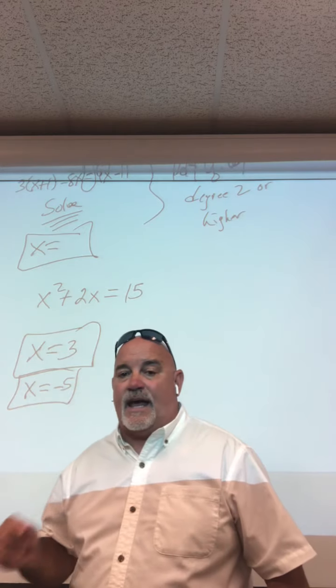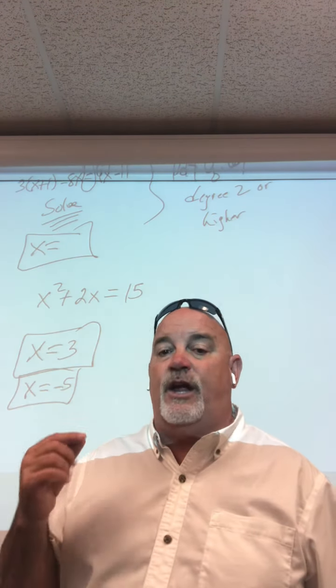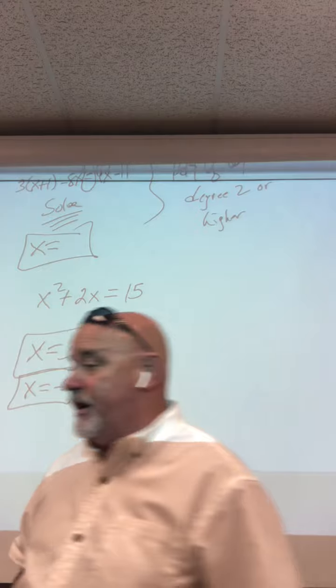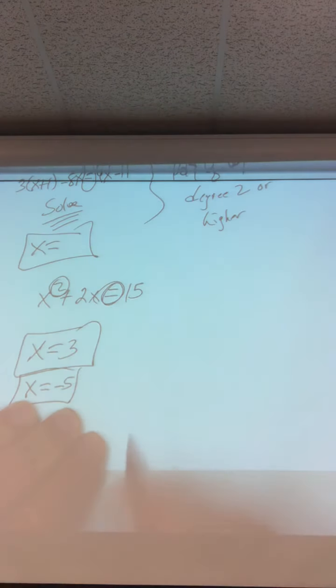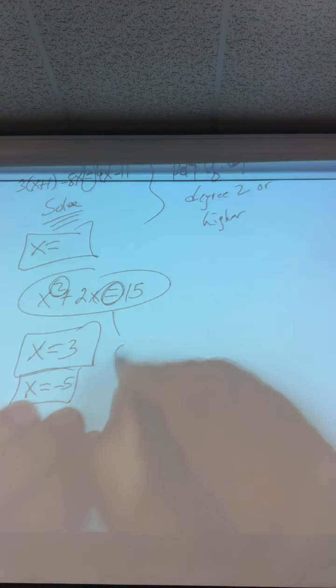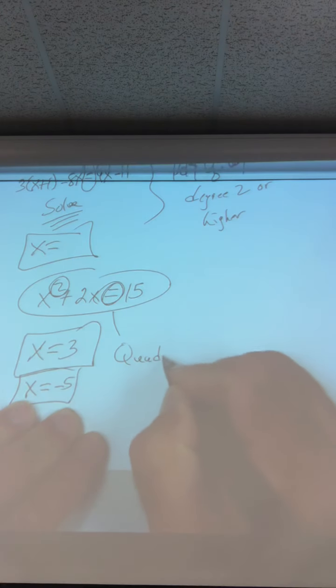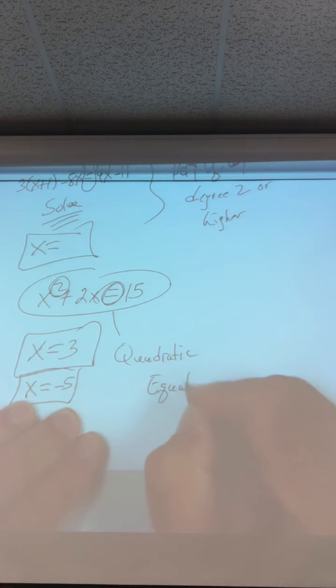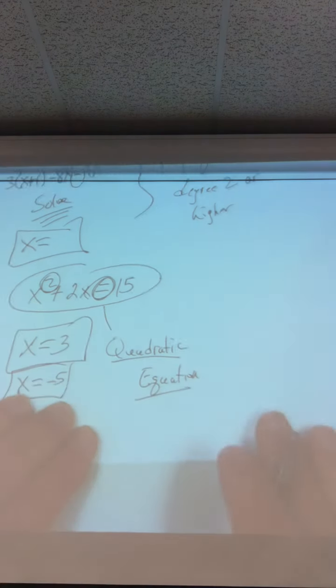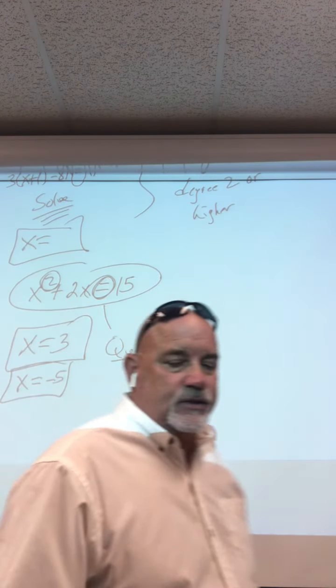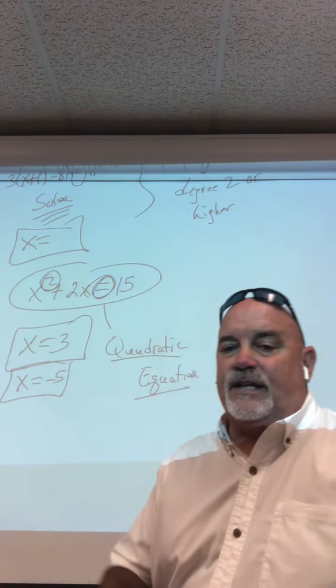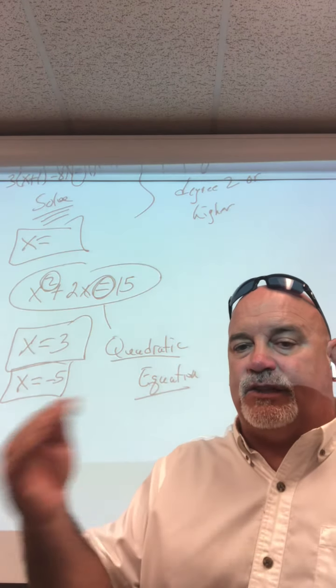Before we go into that, I want to throw out a name that you will hear a lot in college algebra, and it's this. Anytime you have a second degree equation, we give this a special name called quadratic equations. The word quadratic means degree 2. The word equation means equal sign.